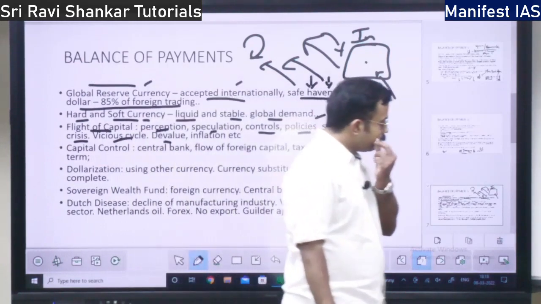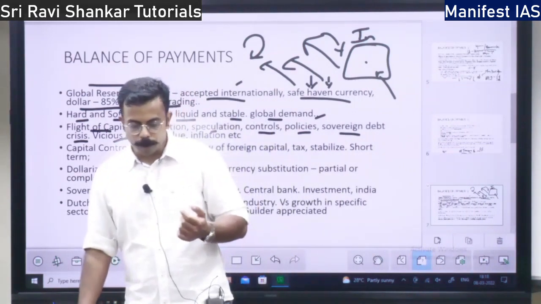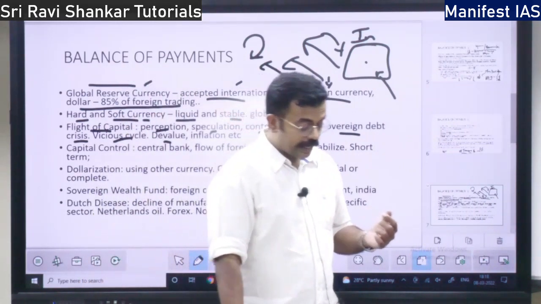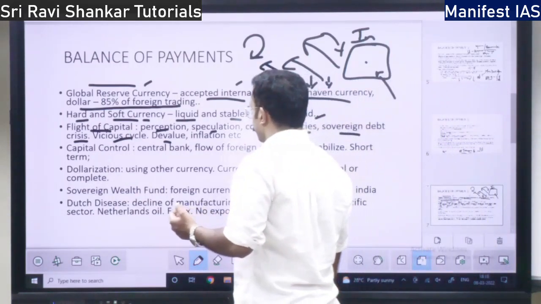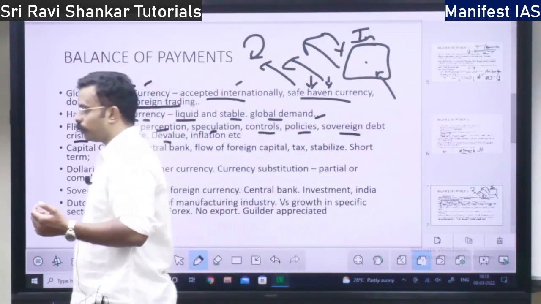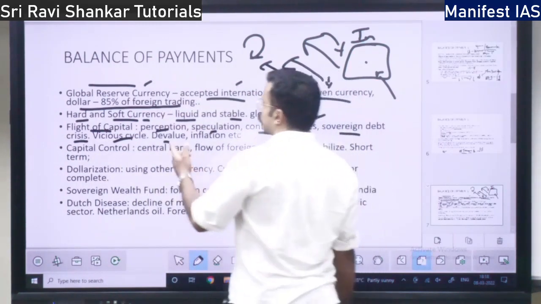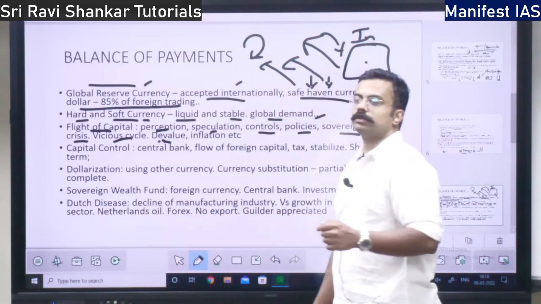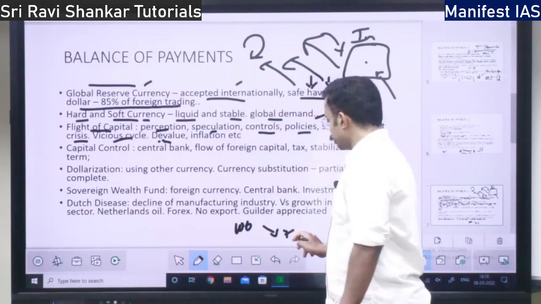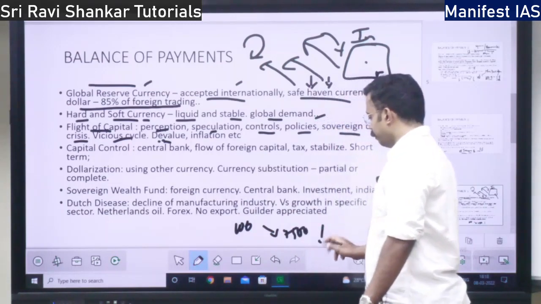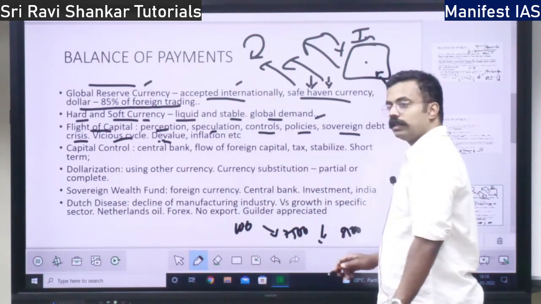Then you have devaluation. When the currency is devalued, what happens? Is more capital going to come into the country or not? Let's say they have invested $100, that is 7,500 rupees. When the currency is devalued, it will become 8,500 rupees, right?